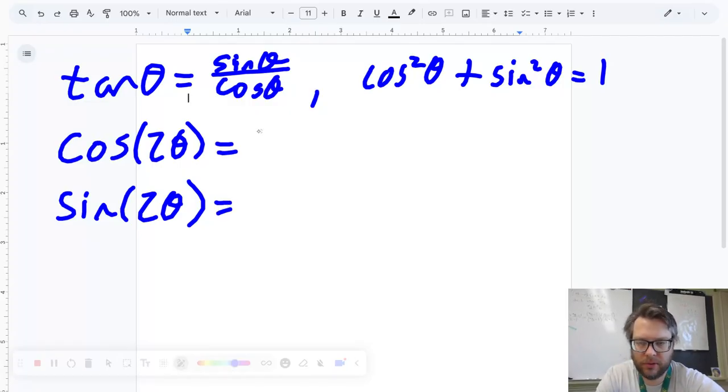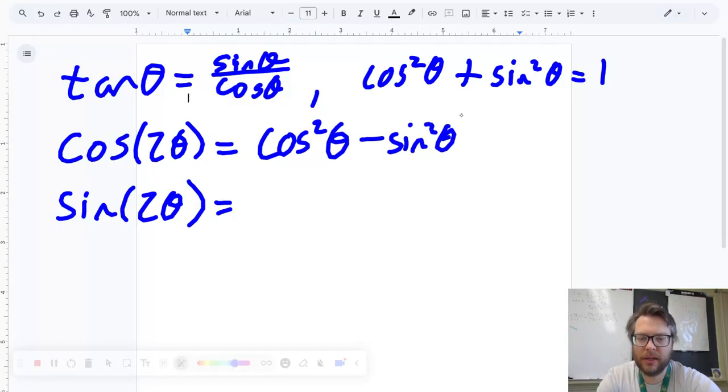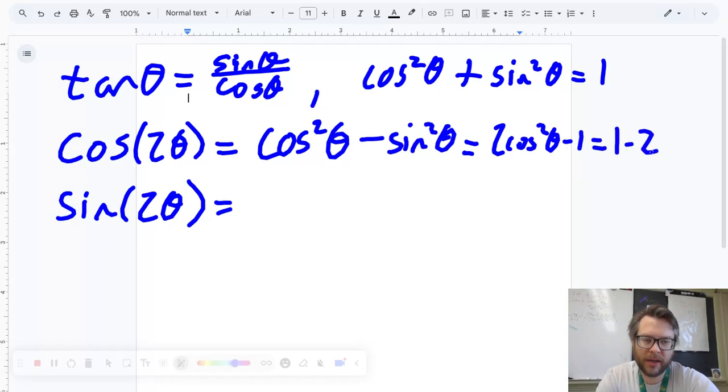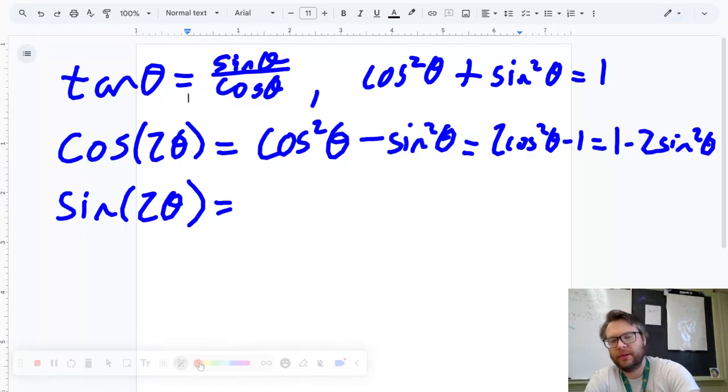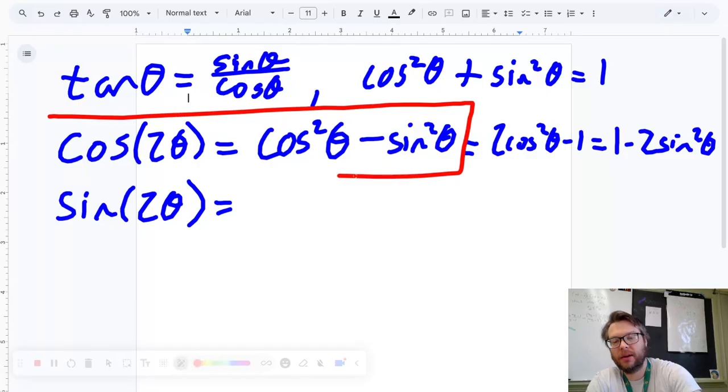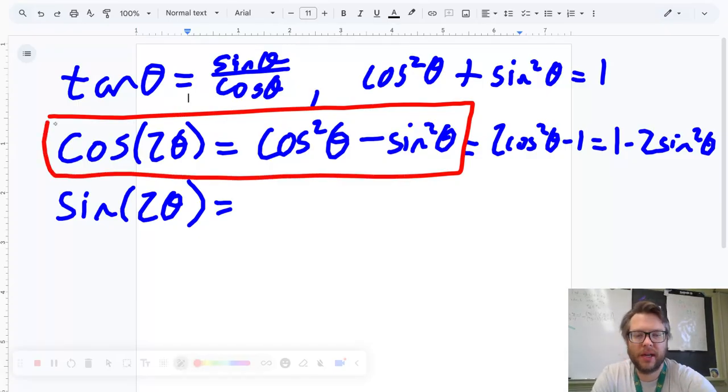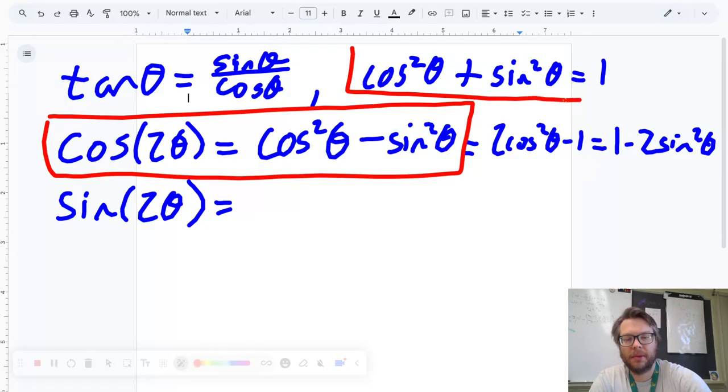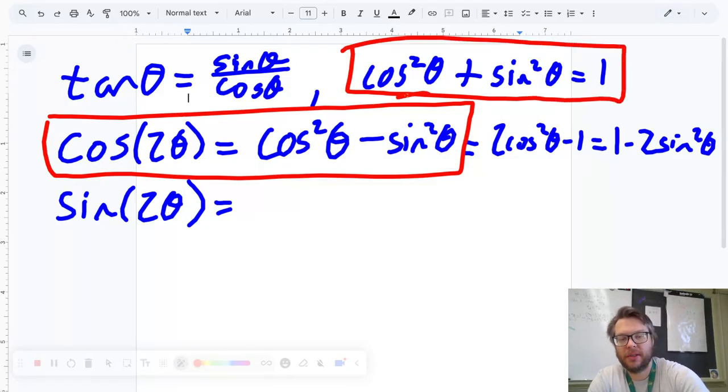So the cosine of 2 theta has actually 3 different ways of writing it in the formula packet. You can write it as cosine squared theta minus sine squared theta, or you can write it as 2 cosine squared theta minus 1, or you can write it as 1 minus 2 sine squared theta. This is usually the version of it that I remember right here. The other 2 versions come from using this Pythagorean identity and substituting it in right here or right here.